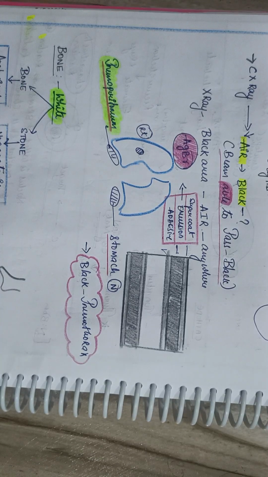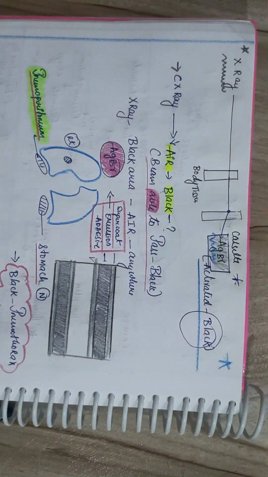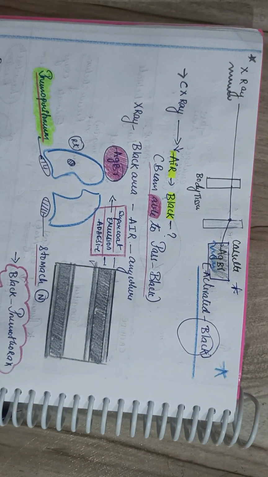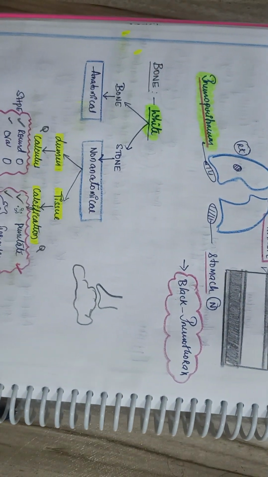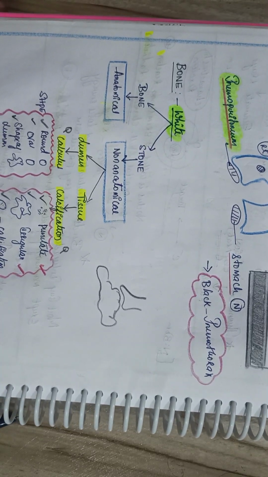So ultimately, at the end, we need to understand that when the X-ray passes through air and hits the silver bromide in the X-ray film, it gives a black film. Now let us understand, for example, if the same X-ray passes through the bones, since bone is white in color, it gives a white color.